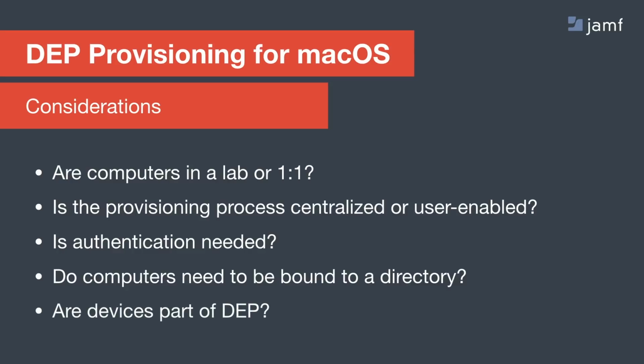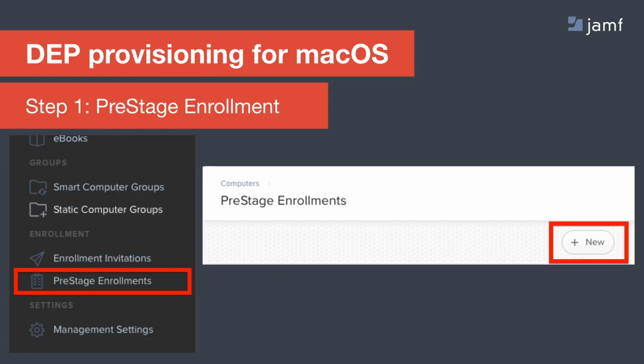All right, and are these devices a part of the DEP program? Can we utilize a pre-stage enrollment within Jamf Pro to get these devices enrolled, or do we have to look at another option? So assuming that these devices are tied to the DEP program, we're going to go ahead and create a new pre-stage enrollment within Jamf Pro under the Computers tab.